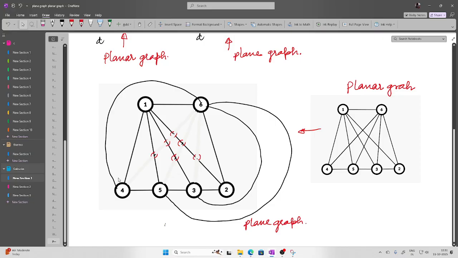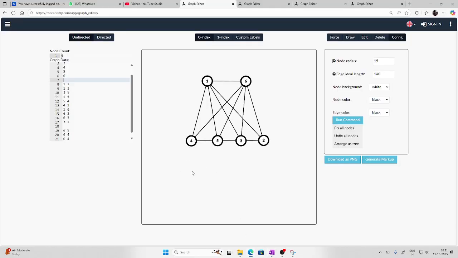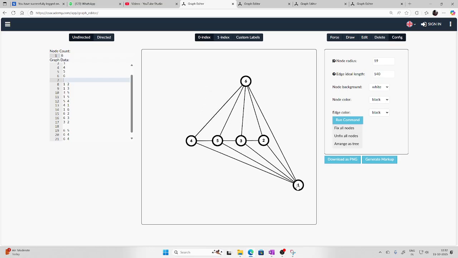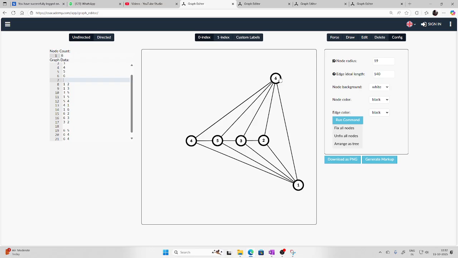You can also do the same thing here. Now there's another way, a very elegant way. What you can do is bring this here. Now look, all the edges are independent. There is no intersection of edges, and hence the graph is a perfect example of a plane graph. So this is a plane graph.